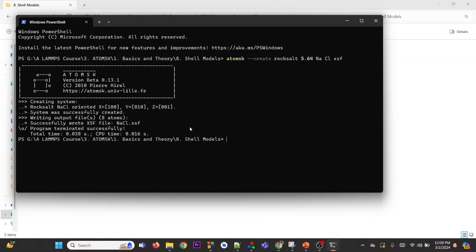Next, what we want to do is add shells. In the case of adding shells, we call our previous XSF file. Next, we add shells to all the atoms, sodium and chlorine. We use the keyword all here, and we save our structure in NaCl_shells.xsf.